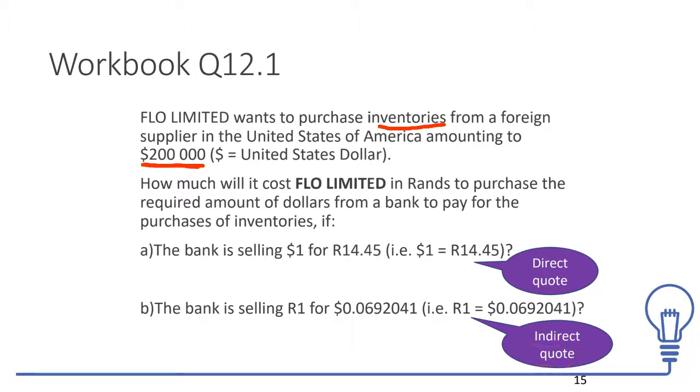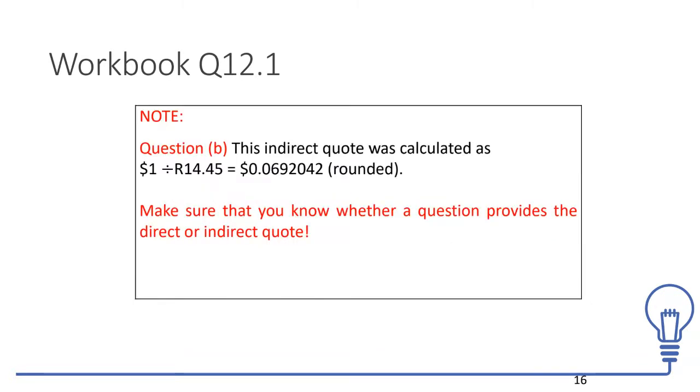a direct quote. How do we know it's a direct quote? Because currency is in 1 and the rands is in a multiple. Okay, so that's how we know it's direct. So when we're doing direct, what did we say we need to do? We need to multiply. Now, when the rands is in a single unit and the foreign currency is in a multiple, then we know that we have an indirect quotation and we need to divide. Okay, so let's have a look at what that looks like.